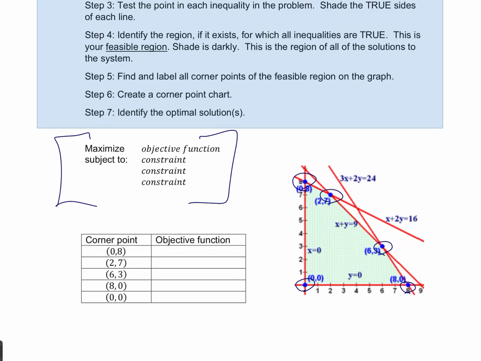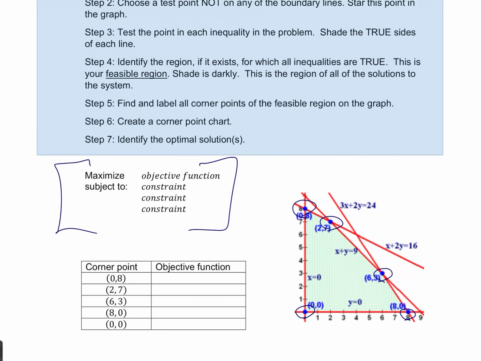So we know that the maximum for whatever we're trying to maximize is going to happen at one of these corner points. We just have to test all of these corner points to see which one of them gives us the maximum. And then we found the maximal value for our function on this region.